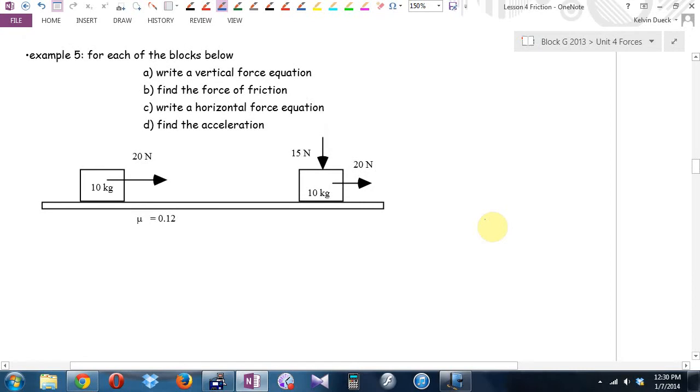I wrote for each of the blocks below, A, write a vertical force equation. B, find the force of friction. C, write a horizontal force equation. And D, find the acceleration. So what you're going to notice, Ben, is in a lot of the diagrams that I give you, if there's friction, somewhere in the diagram, I'll put a little value for the coefficient of friction. Here, mu is equal to what? 0.12.